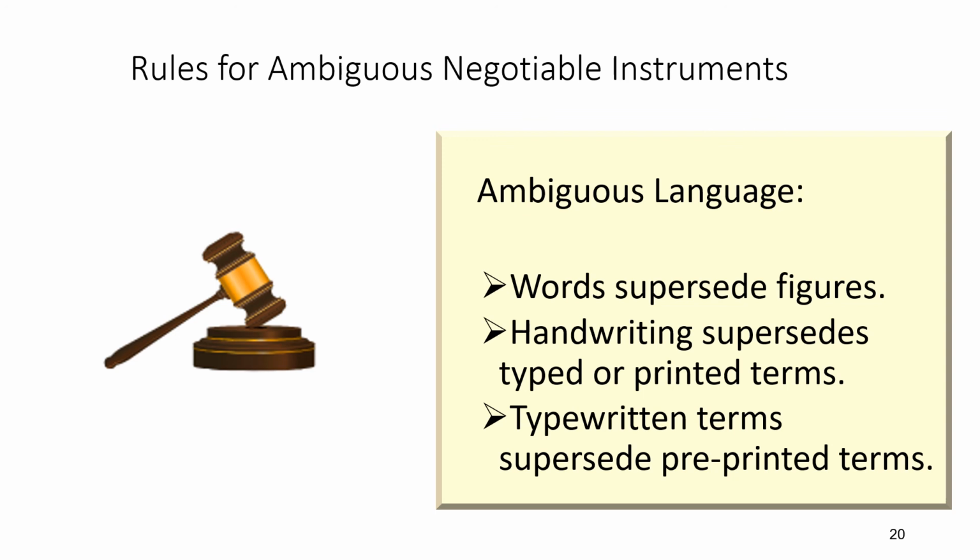Similarly, if we've got handwriting on the contract and there's typing and printed terms and they don't all say the same thing or they conflict, the court is going to go with the handwriting. And then typewritten terms supersede pre-printed terms. What does that mean? Pre-printed is if you have a form that had already been typed, that form is used over and over again, but then the terms that were pertinent to this particular deal had been typed into the pre-done form, the court is going to go with the typewritten terms.